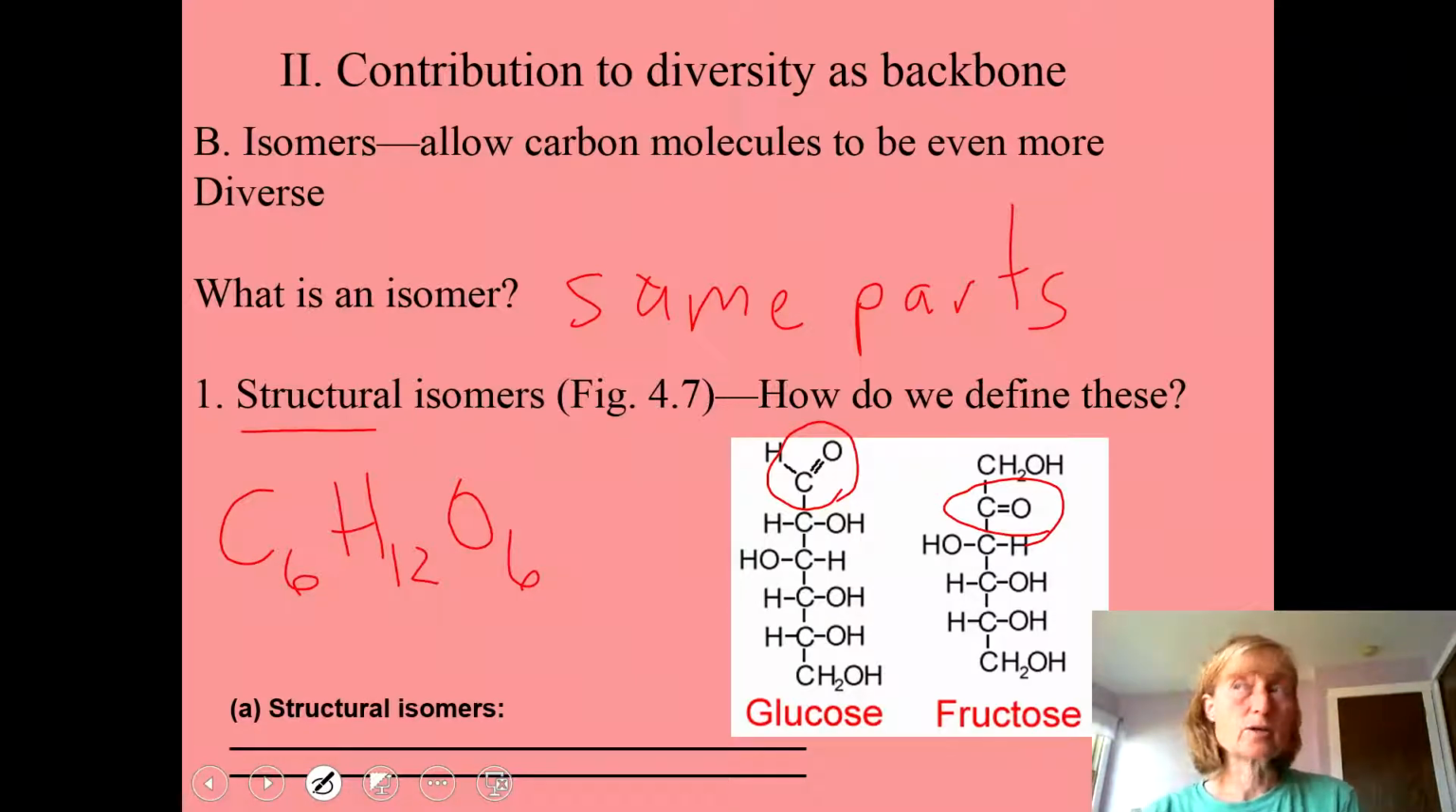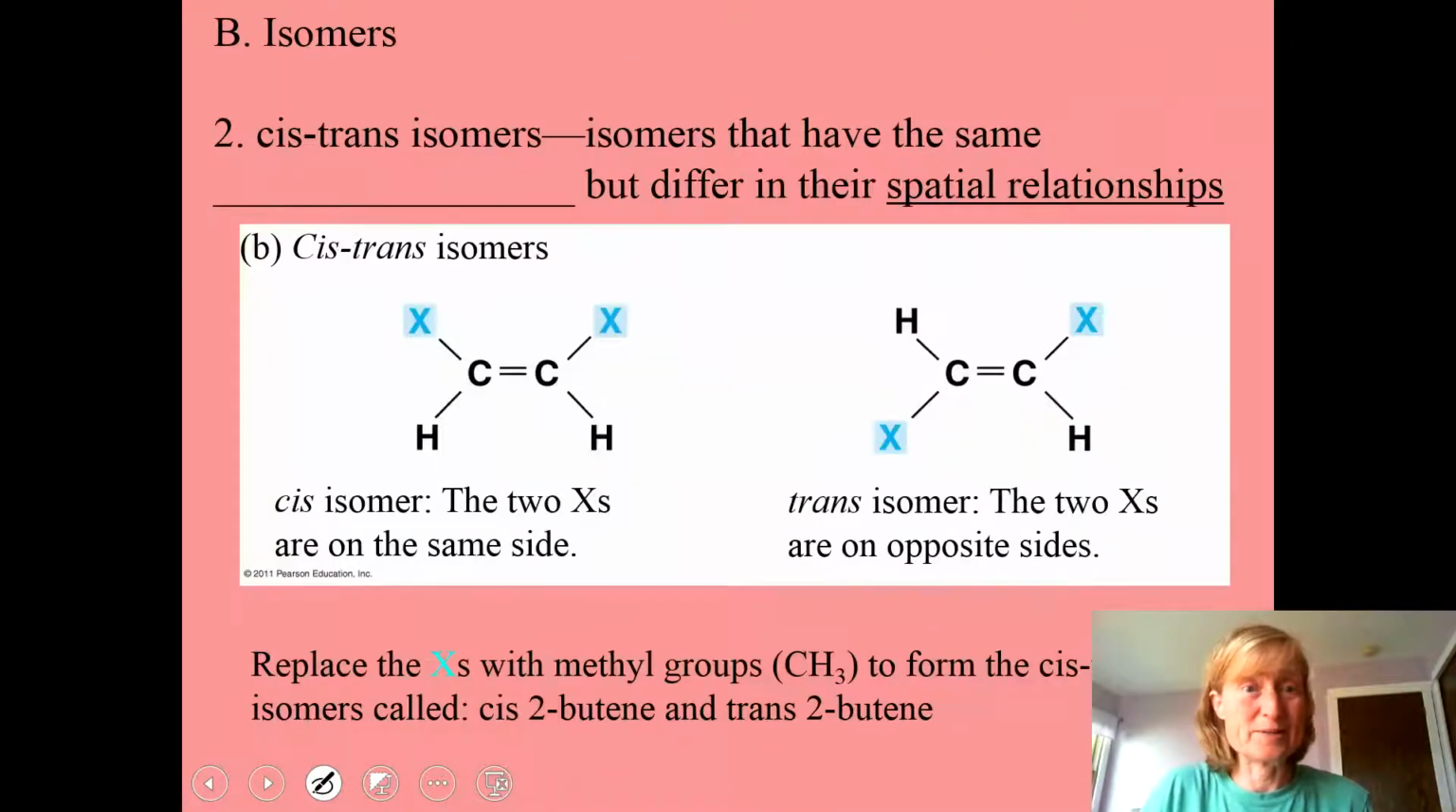And that changes the behavior. The molecules glucose and fructose are treated differently inside our cells. They are both simple sugars. They both can provide energy, but they're treated a little differently because they have a different structure. So changing the bond order, making structural isomers, can change the behavior of the molecule. That's one type of isomer.